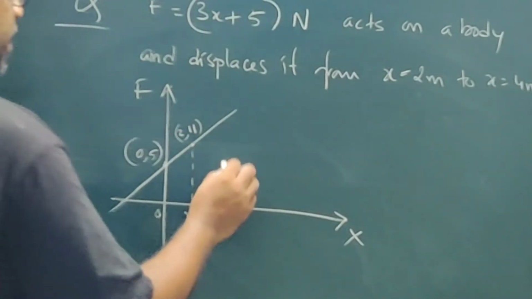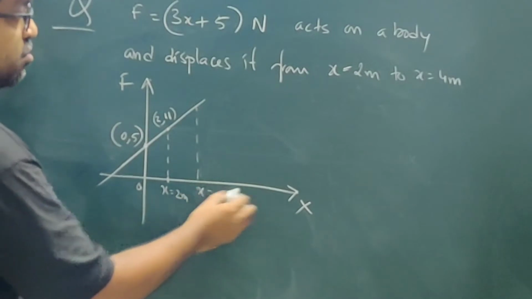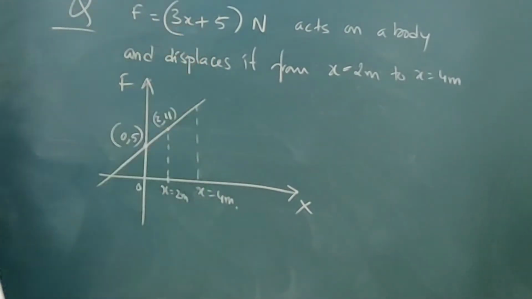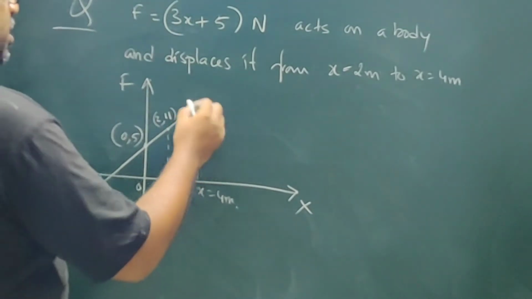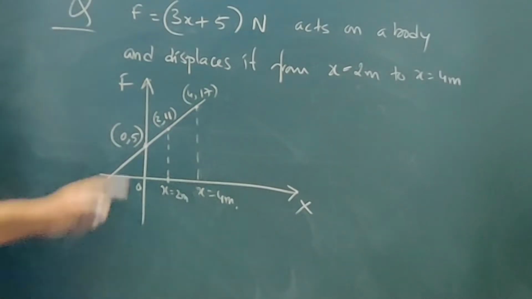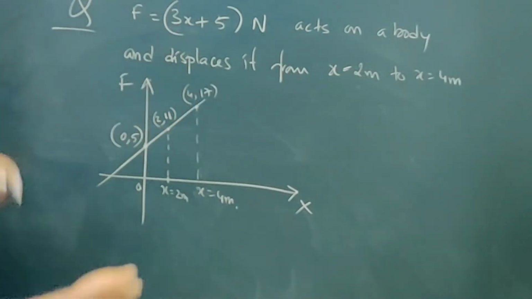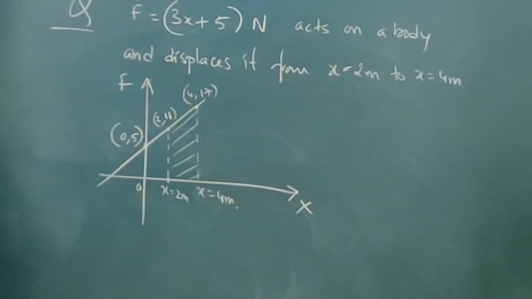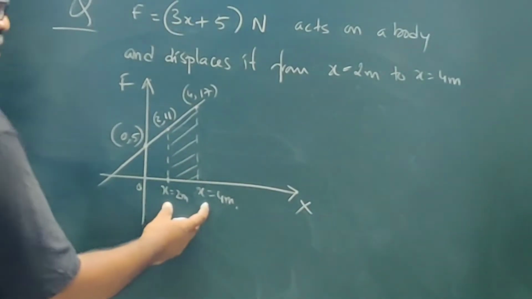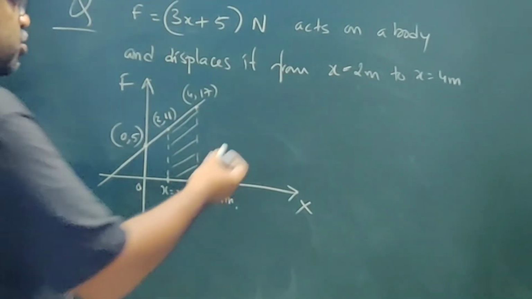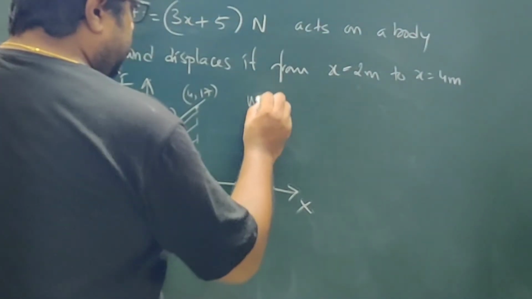Correct? Similarly, if x is equal to 4 meter, then 4 threes are 12, 12 plus 5 is 17. So this coordinate is (4, 17). So if you are asked to calculate the work done, that means you need to calculate the area under the force-displacement graph for this interval. So what is the area of this?